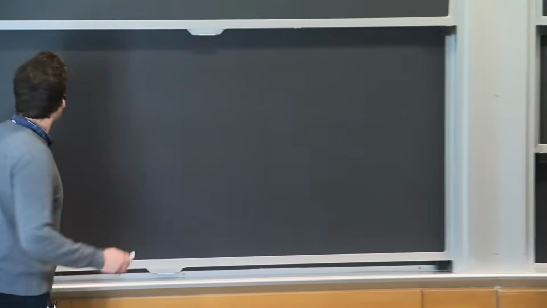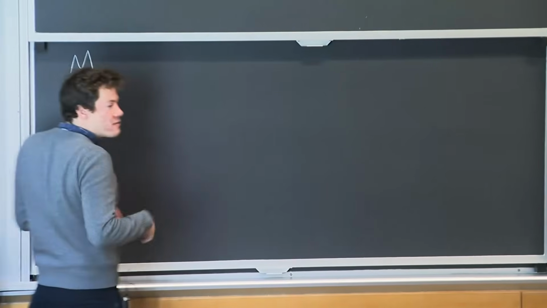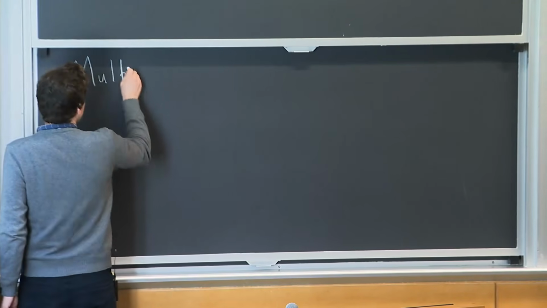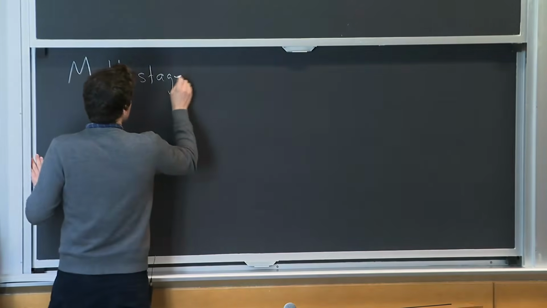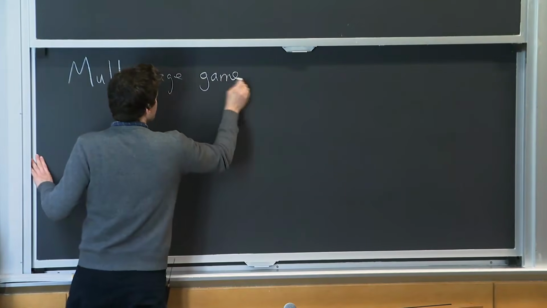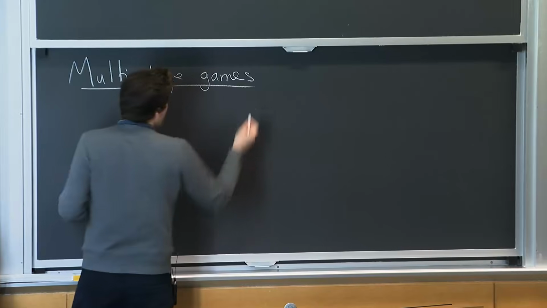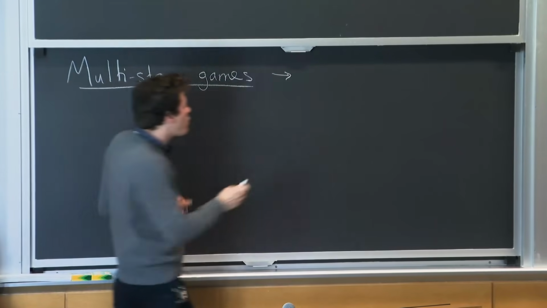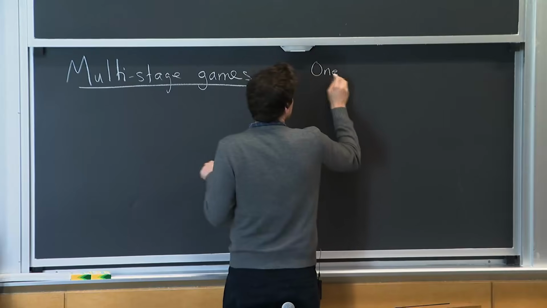Okay, so today we're going to continue our study of subgame perfect Nash equilibria, and specifically we're going to look at multi-stage games. The key technical tool that we're going to introduce today is something called the one-shot deviation principle.